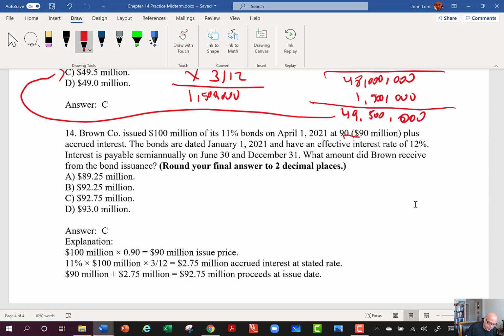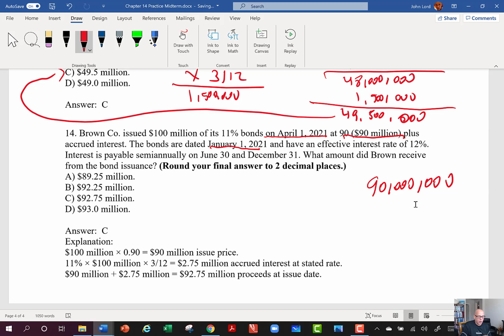Part of the reason I'm jumping to say do it on your own is they give me the issue price. So that's not a terribly big deal for me, right? They tell me it's 90 million. They say they issued at 90. 100 million times 0.9 is 90 million. Okay. And I have to pick up the accrued interest. Now, the bonds are dated January 1st, 2020. And they are issuing the bonds on April 1st, 2021.